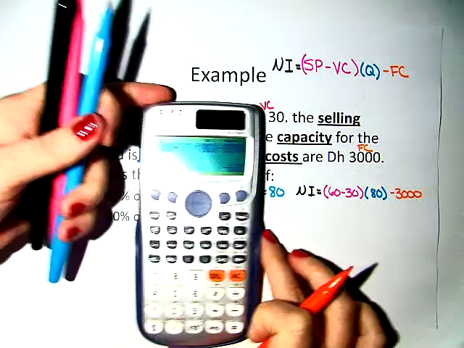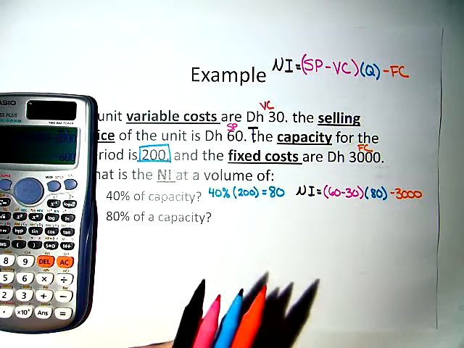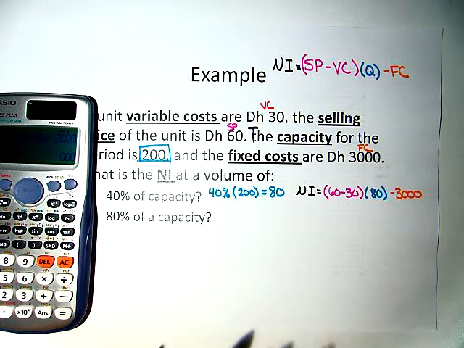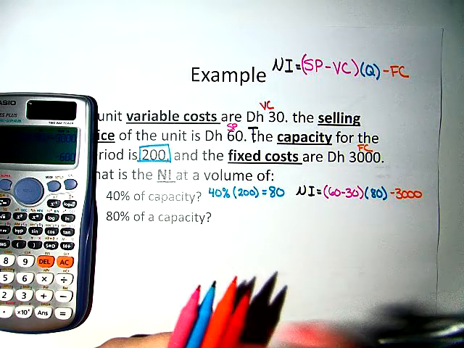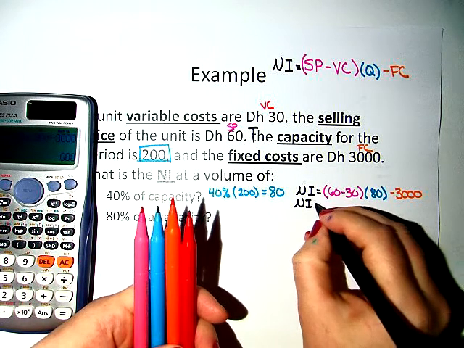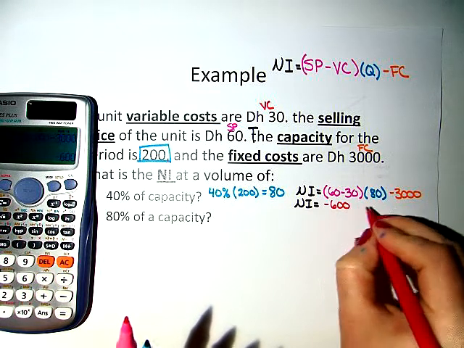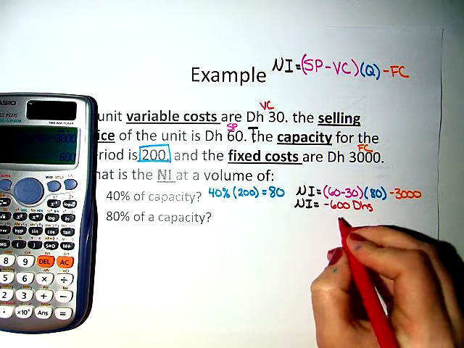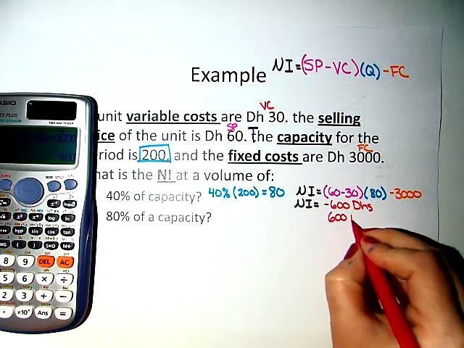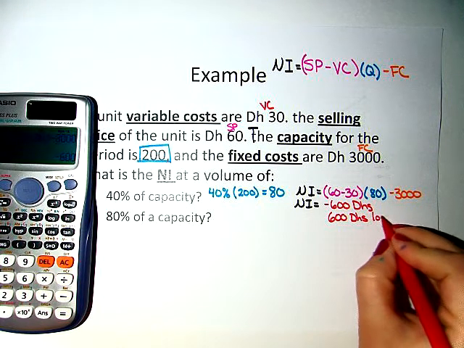So what we find is that at 40% of capacity, we actually have a loss. So our net income is negative 600 dirhams. Or another way to write that is 600 dirham loss.